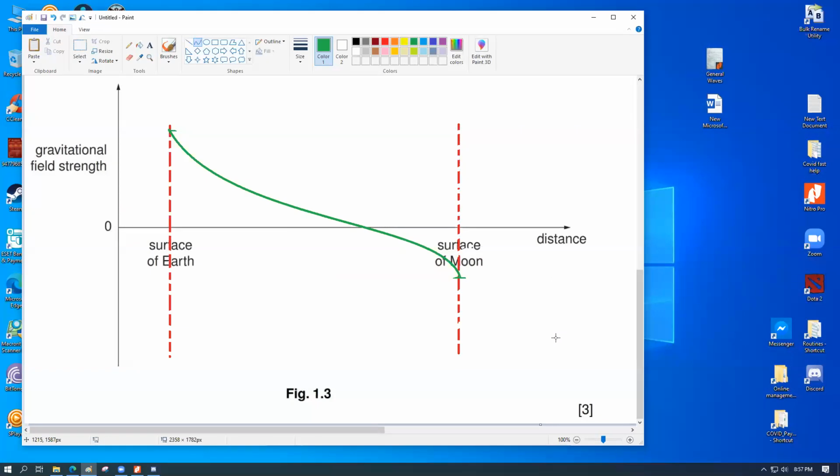Understood? This shaping will be a bit difficult to draw, because you have to draw a decreasing curve over here and then another increasing curve over here, but practice makes every man perfect.